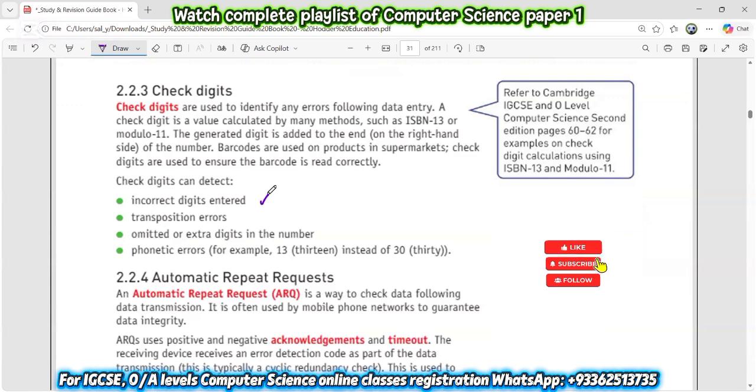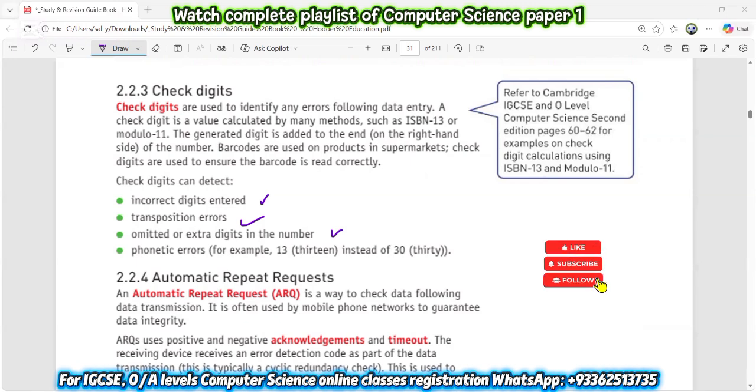For example, if I've entered 157 instead of 167, it is able to find out the transposition errors. Transposition errors means switching of the values. Definitely, it can also detect omitted or extra digits in the number, and it can also detect the phonetic errors, like for example 13 or 30. So this is something which is very obvious. If a person is not able to hear the word properly, then he may definitely land in trouble by using the wrong value.